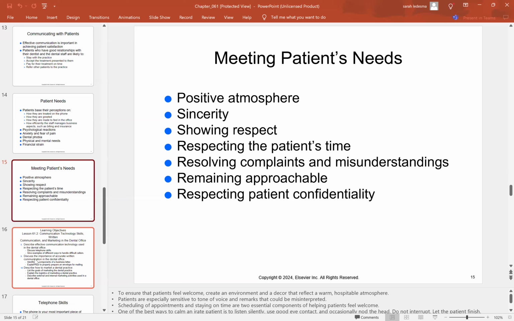Meeting the patient's needs could include having a positive atmosphere, sincerity, showing respect, respecting the patient's time, resolving complaints and misunderstandings, remaining approachable, and respecting patient confidentiality.